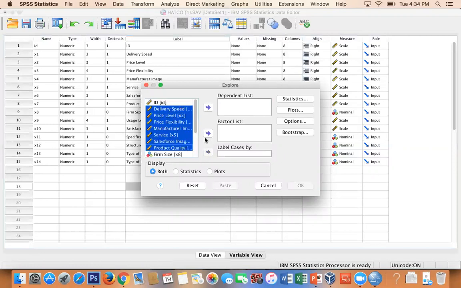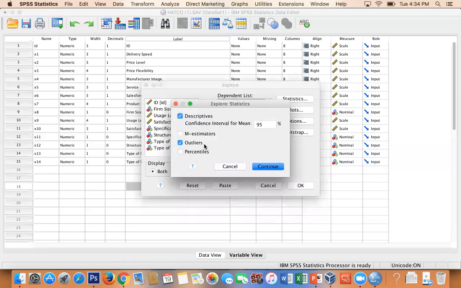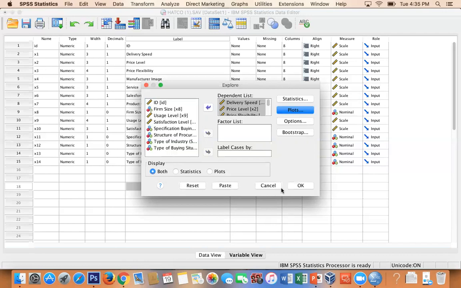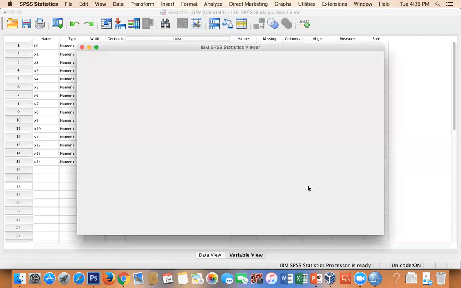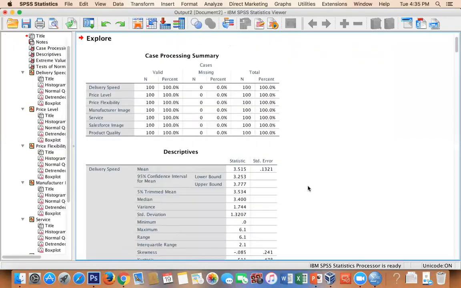So I picked the 7 independent variables. Remember, they should be normally distributed. They should be metric variables. Display should be both. Under statistics, select descriptives. You can select outliers if you want. And in plots, normally stem and leaf is the default. Take it out. Select histogram and normality plots with tests. Then press OK. When you do that, you'll get a variety of graphs and multiple tables.